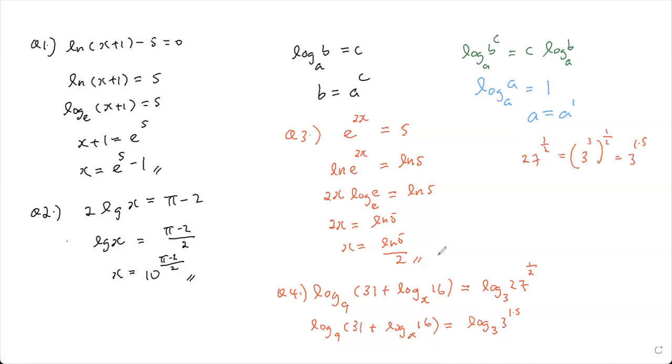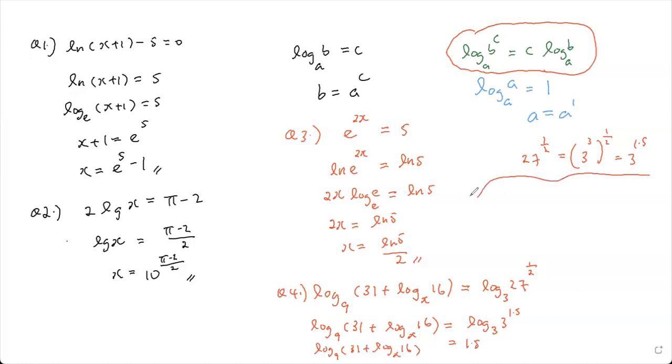Well, I can apply this rule. Wait, let me see, is it correct? No, I think it's this rule. So I'm going to apply this rule now. This would be simplified to 1.5 times log 3 base 3. And log 3 base 3 is equal to 1, from here. I hope you remember that. The equation is getting a bit squeezy: log base 9 of 31 plus log base x of 16 is equal to 1.5. I'm going to make some space here for me to continue.